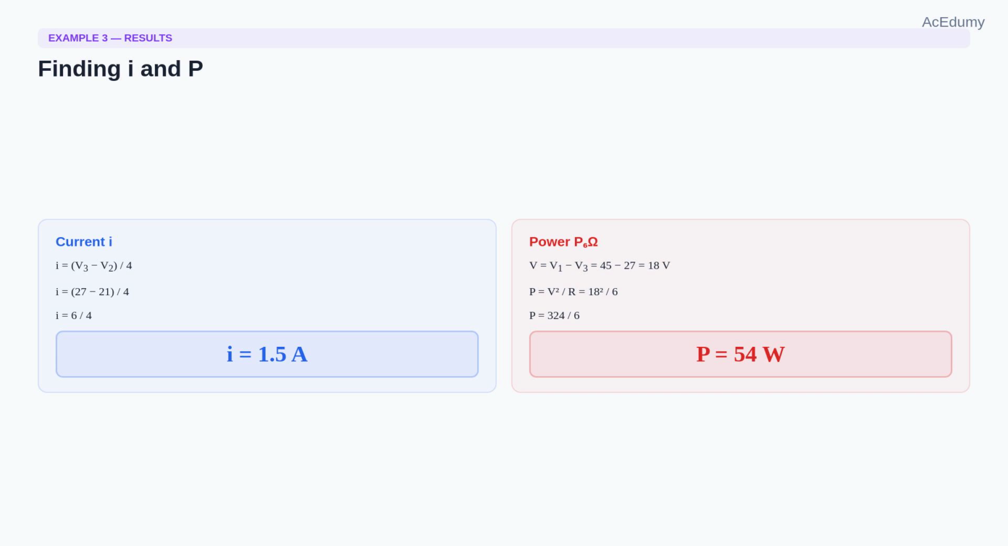For the power dissipated by the red 6 ohm resistor between V1 and V3, the voltage across it is V1 minus V3, which is 45 minus 27, equals 18 volts. Power equals V squared over R. 18 squared over 6 equals 54 watts.